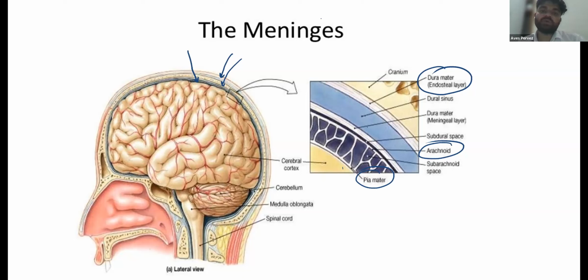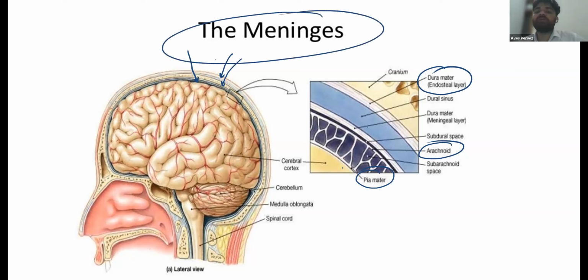Okay, and these three layers together are called meninges. So the brain is protected in a hard bony cover called the cranium or skull. This is made up of 8 bones, and this cranium is made up of 3 layers or folds. These 3 layers are called meninges.